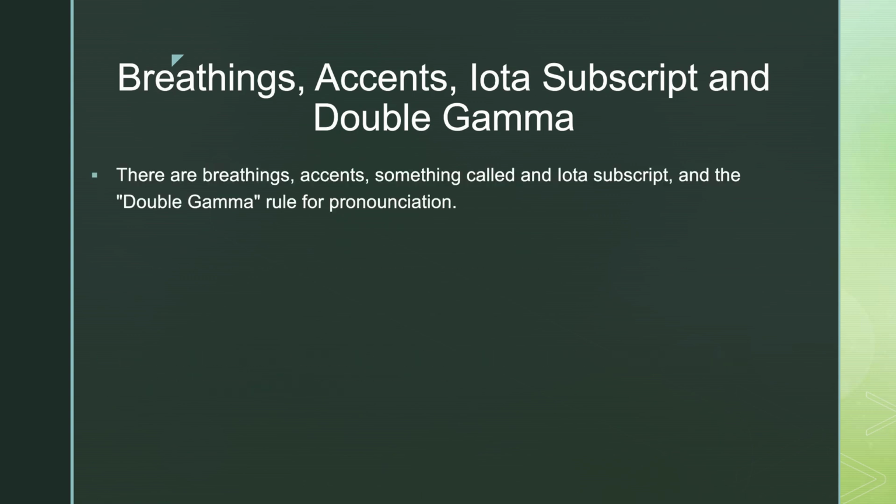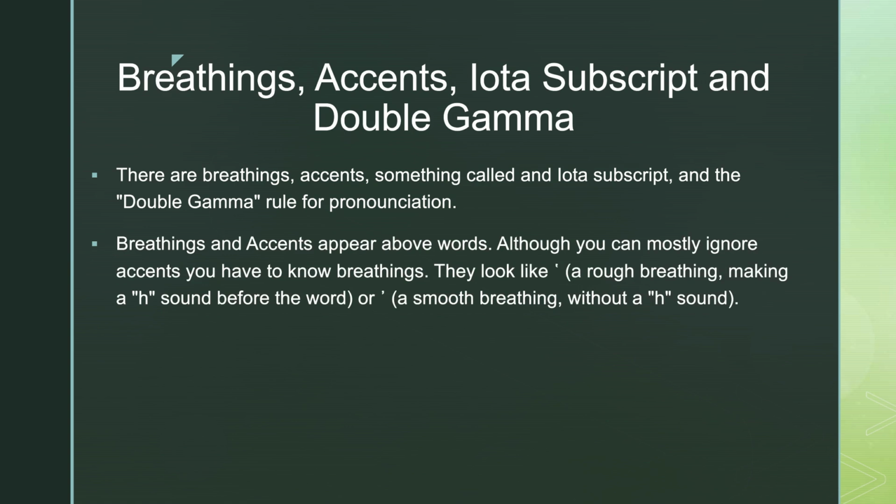So, breathings and accents appear above words, mostly consonants, although you can use the breathing for a rho. Although you can mostly ignore accents, they're just there to annoy you. If you're studying the GCSE syllabus or scholarship syllabus or A-level syllabus for ancient Greek, not modern Greek, you can completely kick away accents because they're just there to annoy you. You don't even need to use them. But you need to know breathings, they're much more important.